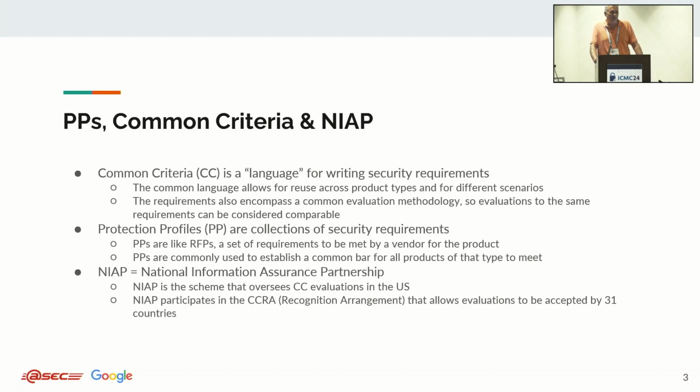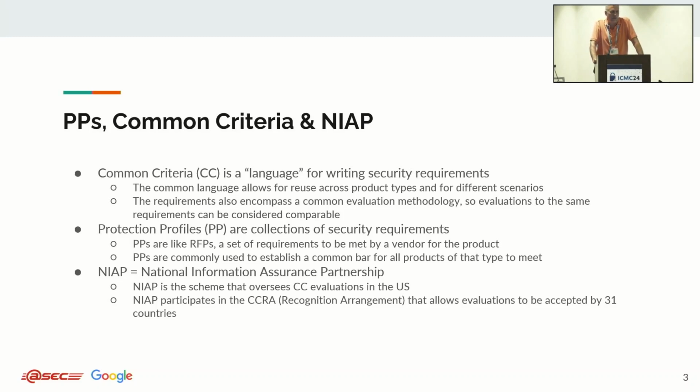So you could use it for any type of evaluation. Technically, you could write Common Criteria to do what FIPS does. I mean, there's no real reason why you couldn't. It's just nobody does that. FIPS is pretty good on its own. But that flexibility lets you evaluate different types of products and different types of scenarios, and it encompasses both the requirements and the evaluation methodology. So you can basically lay out what you want to evaluate and how you want to evaluate it.